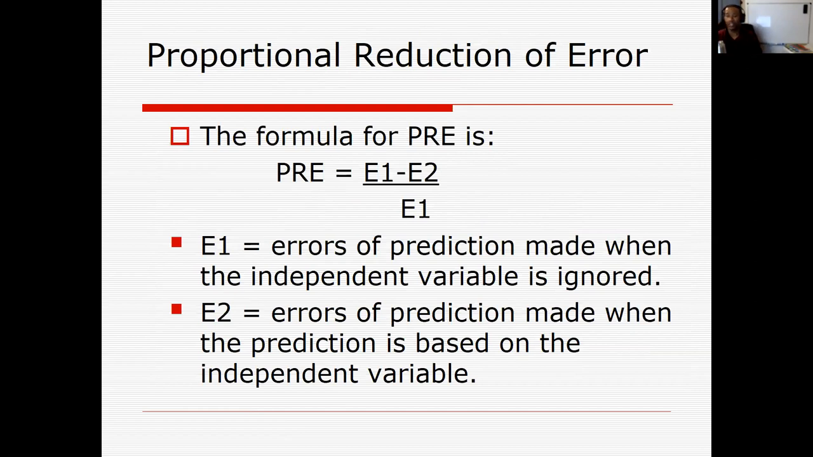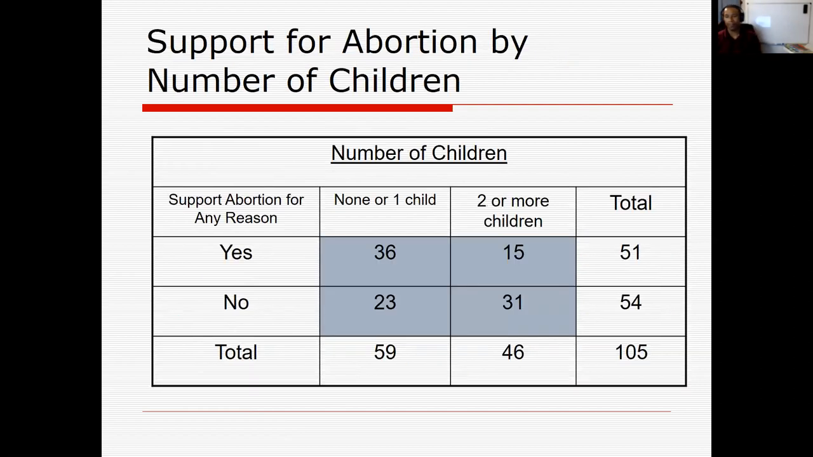Yeah, okay. So again, E1 are the errors of prediction made when the independent variable is ignored. So when I'm looking at the crosstab, what I want to do is ignore the independent variable. I want to ignore the whole none or one child or two or more children, because that's the information with the independent variable. I want to pretend that doesn't exist. I'm just going to block it out of my mind. So I'm just looking at the row totals here.